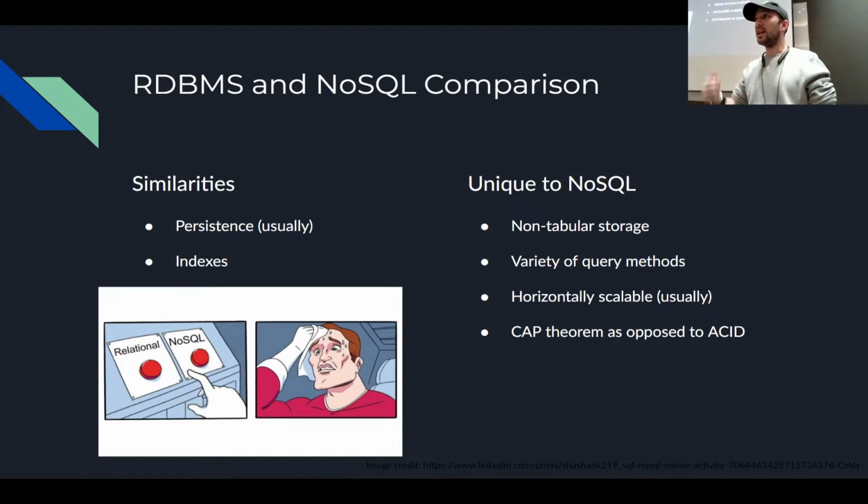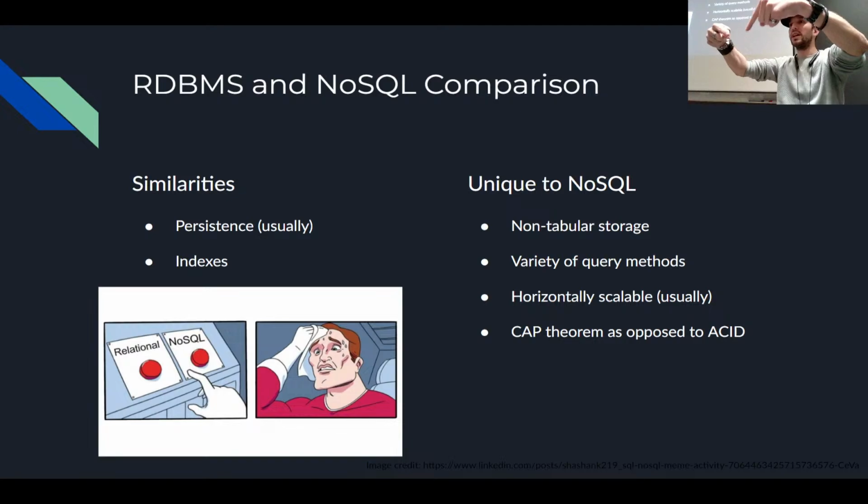Whereas ACID is atomic, consistent, isolated, and durable, right? Atomic being, if you make some changes, those changes happen as a single operation, and you won't have a partial change. So if you try to change a whole table, either the whole table gets changed or nothing gets changed. It's a single, indivisible unit. Consistent is basically if you make a change from this side and you look at it from this side, you'll get the same thing.